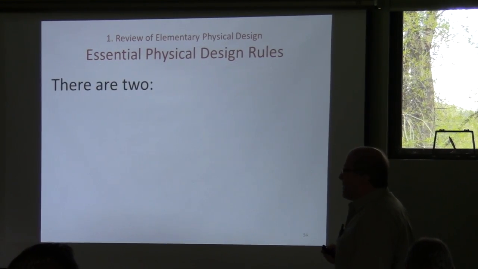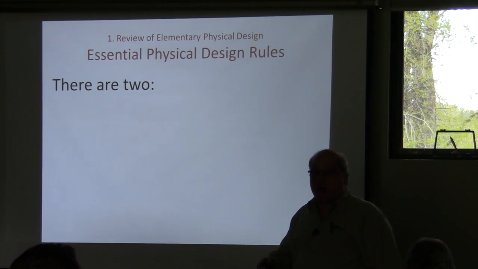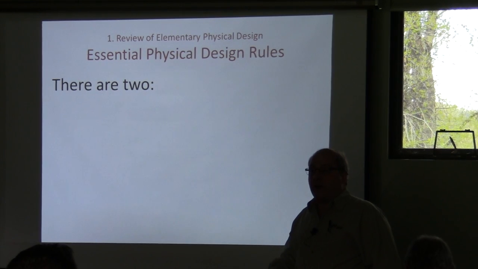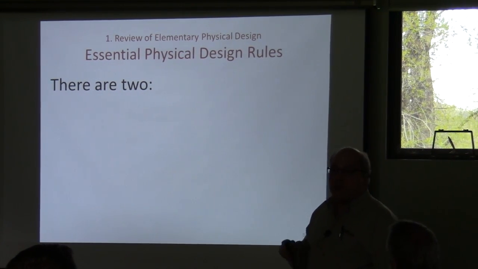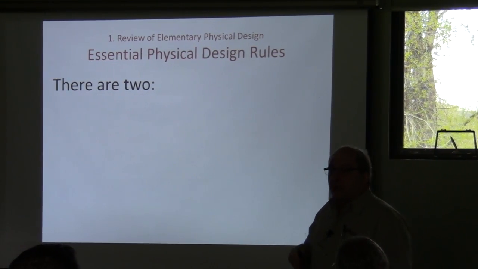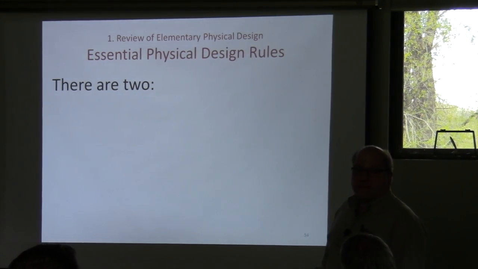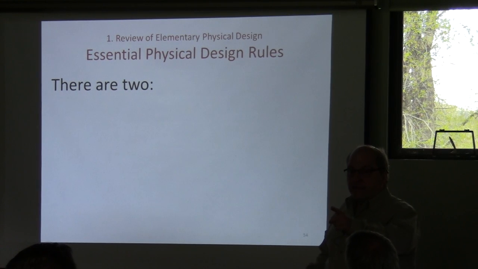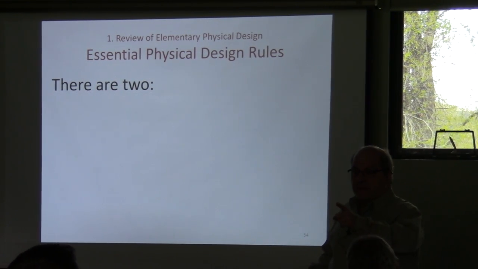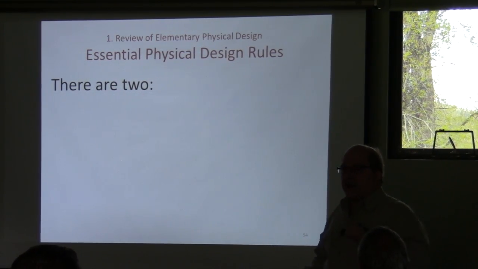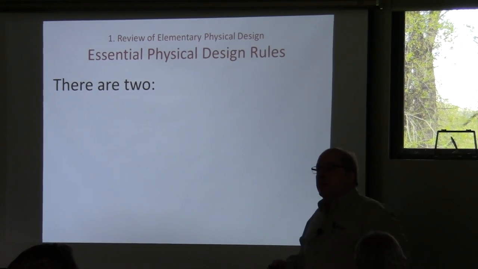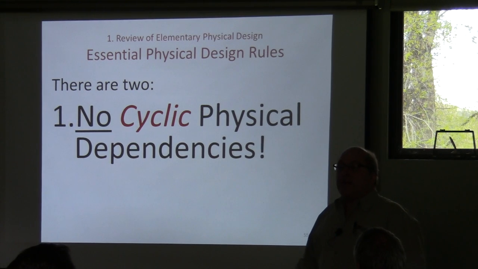Okay. Essential design rules. There are two. What do you think the two most important component design rules are? We heard about the properties. What are the two most important design rules? Number one. Something to do with flat hierarchies? That's more of a strategy, but no. There's a design rule among components. What is it? No cycles? There you go. No cycles.